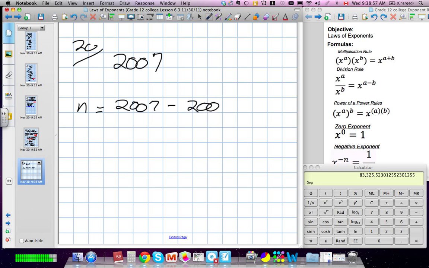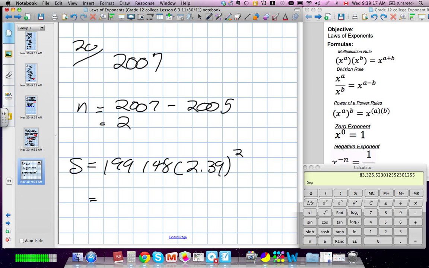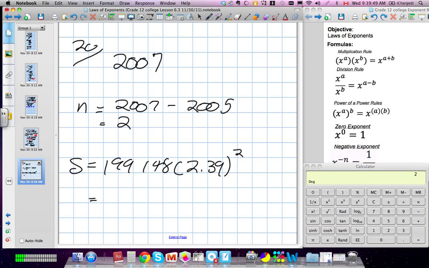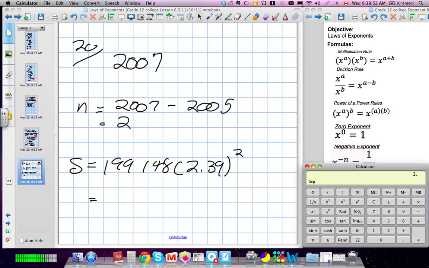+2. So we go to put it into our equation. S is equal to 199,148 multiplied by 2.39 to the power of 2 in this case. Now I'm going to evaluate this quickly on the calculator so we can get to some more difficult questions. 2.39 squared, or to the power of 2, I'm going to keep that number and multiply by 199,148.